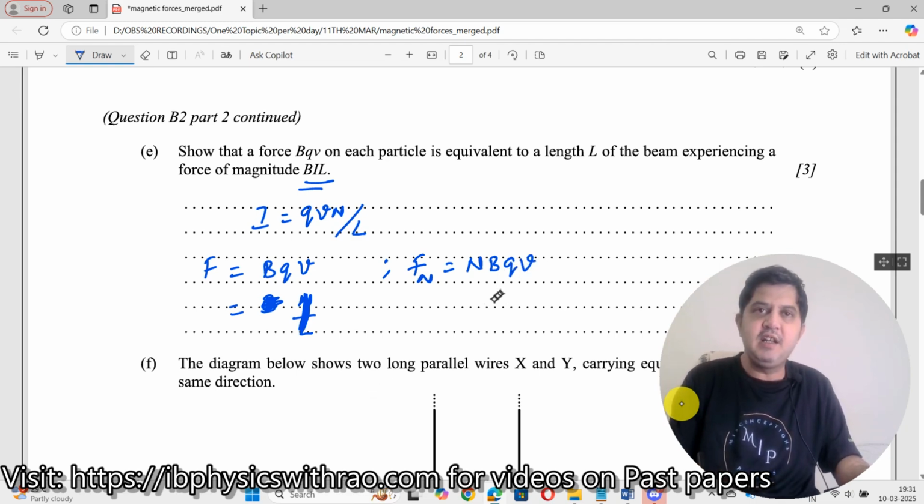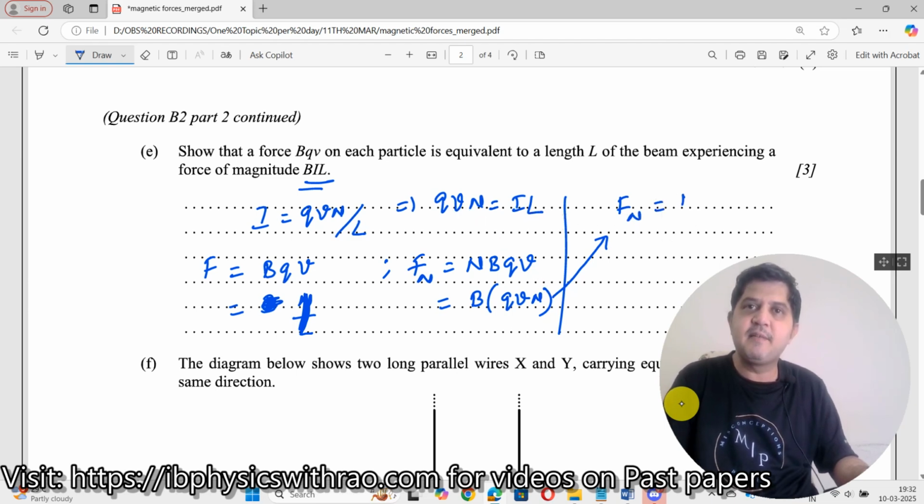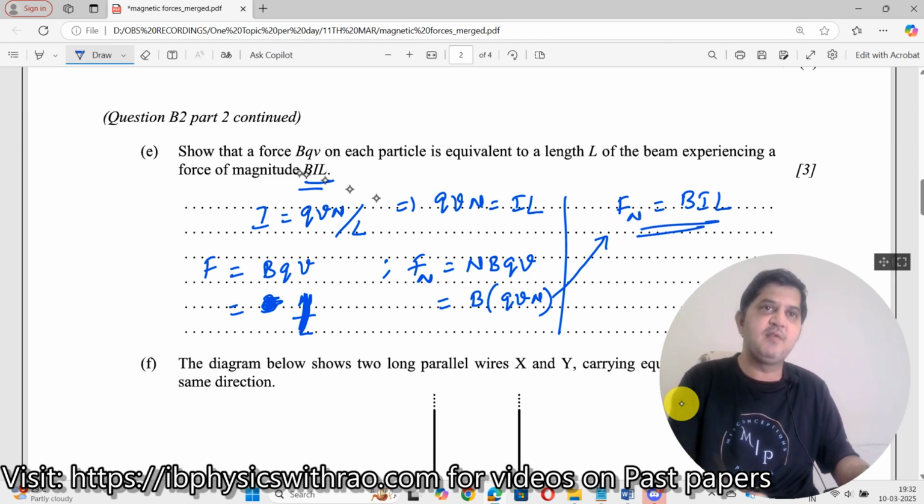So now we already know I equals QVN divided by L. Where is it? QVN, there is no L here. So from this equation I will write QVN is equal to I times L; I push this L to that side and get I into L. So now I can group this B into QVN, and then Fn is equal to, since QVN is equal to IL, B into I into L. So finally we have got the expression that has been asked for over here.